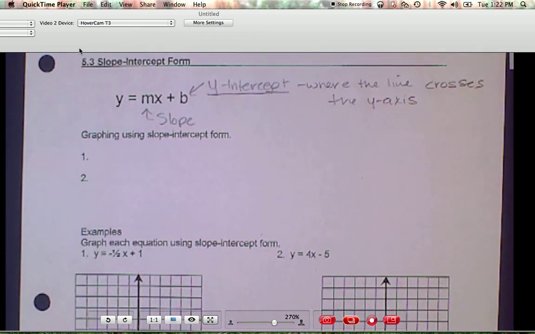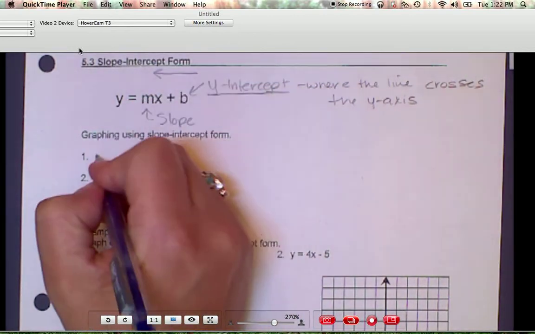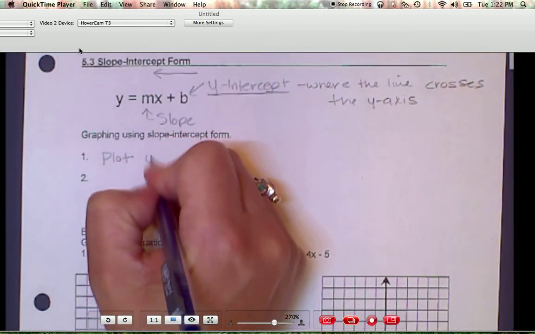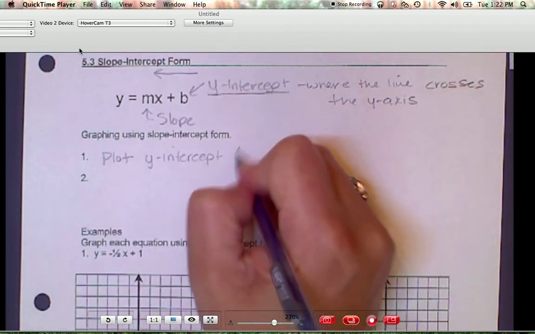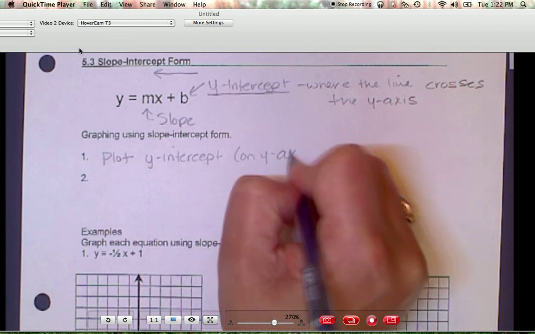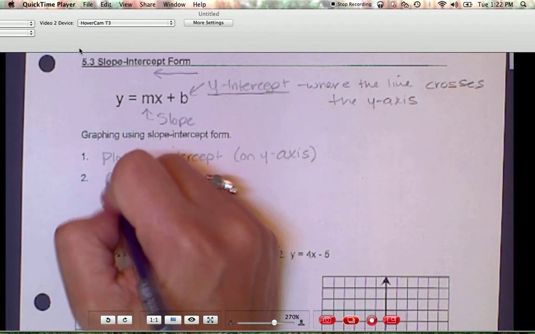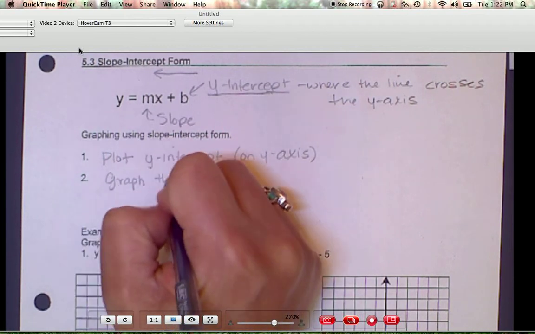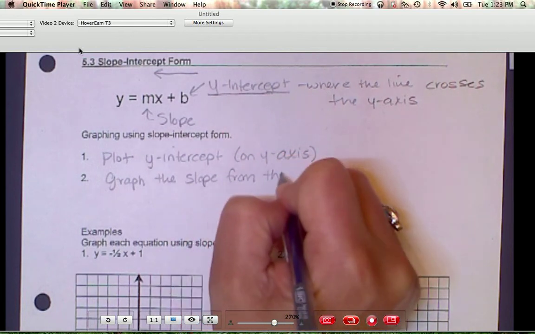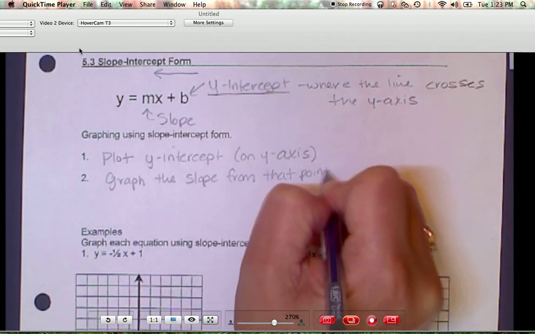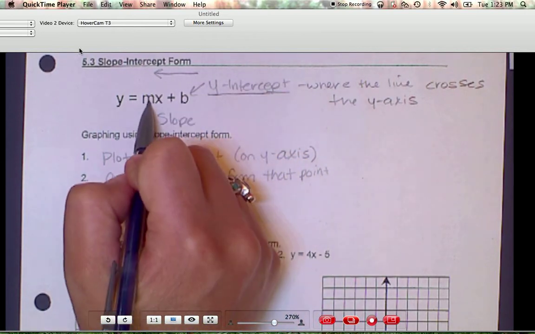When we graph using slope-intercept form, you want to start from the back end and work forward. So number one, you're going to plot the y-intercept. And remember, that's going to be on the y-axis. Once you've plotted the y-intercept, then graph the slope from that point. So you are truly working backwards, using this information first, and then the slope comes second.